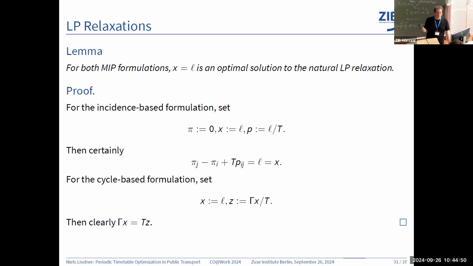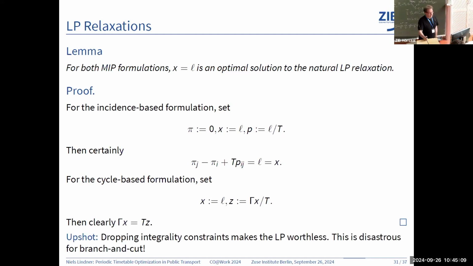If you drop the integrality, you set the timetable to 0, the tensions to lower bounds, and you take the integer multiple of your period time to be some very fractional thing, namely lower bounds divided by t. Same for the cycle-based formulation, and this always works. So the LP relaxation doesn't give you any information that you would like to have. It ignores everything. So this is not good for branch and cut, in fact. So what's behind MIP solvers?